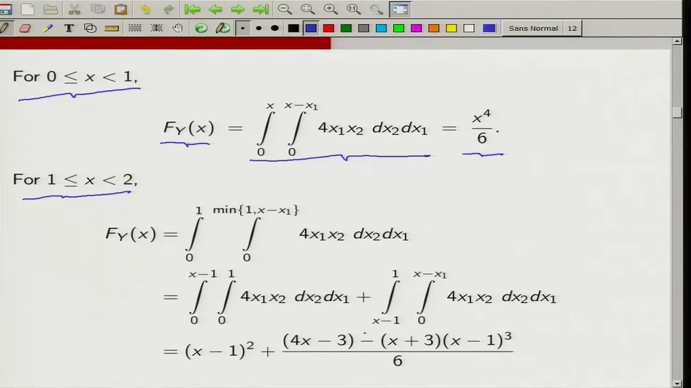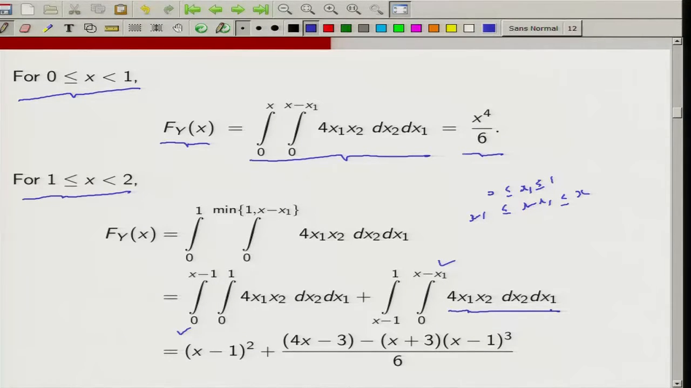Now, note that here x1 is between 0 to 1, so x minus x1 would be between x minus 1 to x. So, here it depends. I have to break this range into two parts. When x1 is between 0 to x minus 1, the minimum of 1 and x minus x1 is 1. So, it would be 0 to x minus 1, 4 x1 x2, plus x minus 1 to 1, and in that case the minimum of 1 and x minus x1 would be x minus x1, and then 4 x1 x2 dx2 dx1.